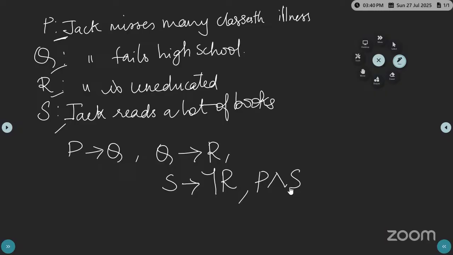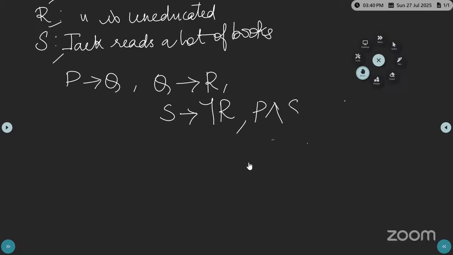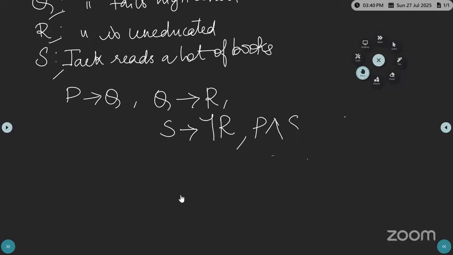Then you are asked to prove that it is inconsistent. How do you prove that it is inconsistent? See the definition. If the conjunction of all these things is false, what do you mean by conjunction? Yes, and, right? P, Q, R, S, right?